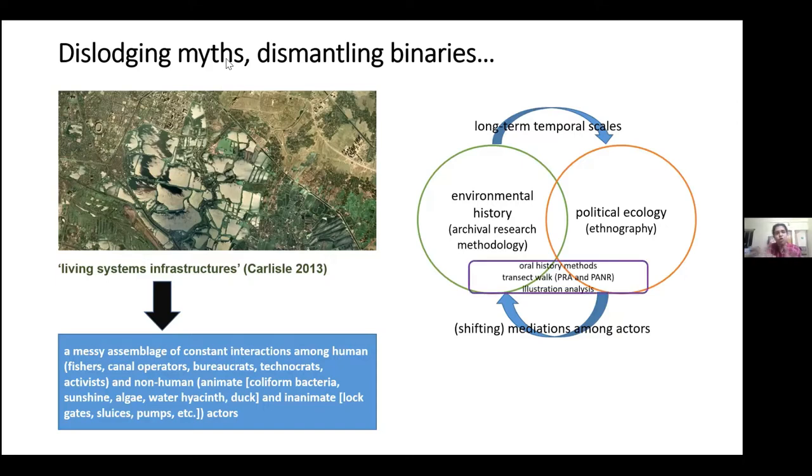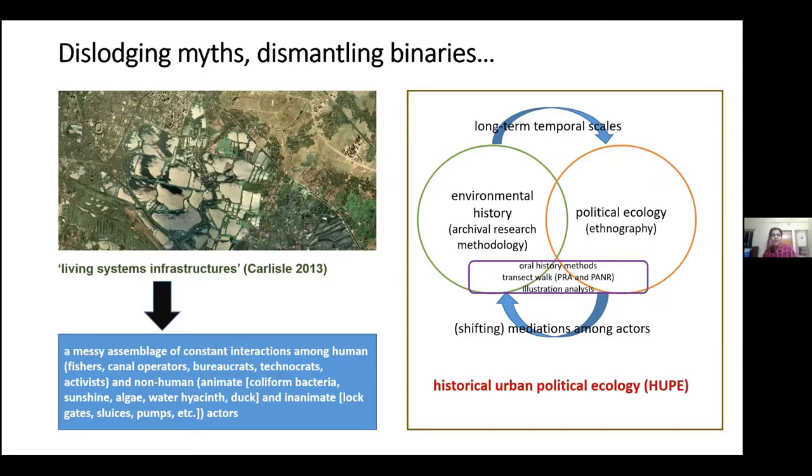So apart from this conventional archival research methodology and ethnography, I also applied more interdisciplinary methods like oral history, transect work, and within transect work, participatory appraisal methods, and also participatory appraisal for natural resource and illustration analysis, because Anna was talking about the importance of photographs. So I also started analyzing the paintings that I accessed from the libraries of, he is no more there, but the sanitation expert who also came up with this term, East Kolkata Wetlands, Professor Dhrubojyoti Ghosh.